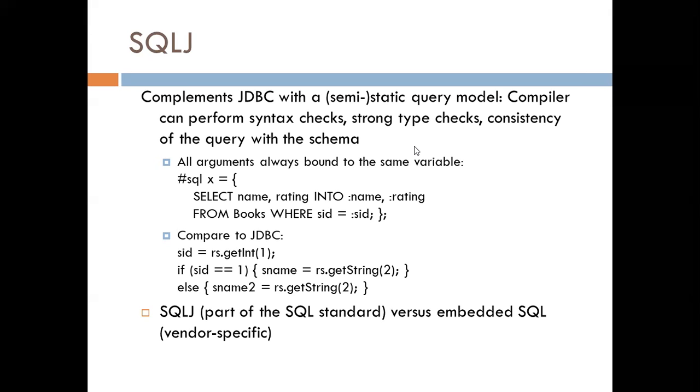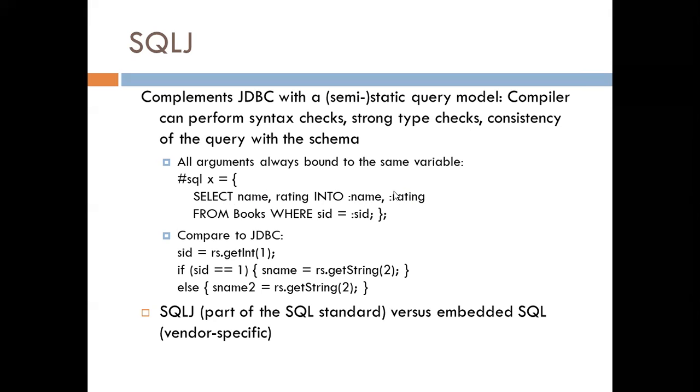In SQLJ also, the variables are bound in the host language, indicated by a colon. You can look at the example. All arguments are always bound to some variable. In order to declare a SQL statement, it is always preceded with #sql followed by the variable name, x equals, and the query we have written, that is select name, rating into :name, :rating, which means the name attribute and the rating attribute will be placed inside these variables.